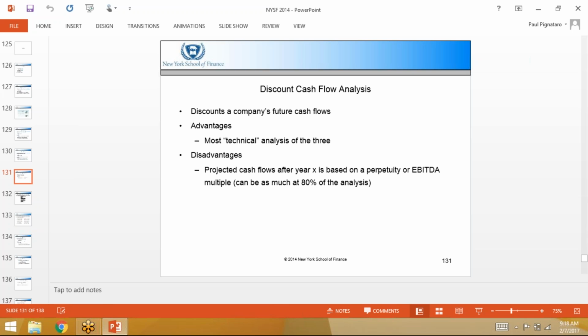And then to get to the value of the business from that last projected year up to infinity, to get a total value of the business, we need to apply what's called a terminal value. Terminal value is the value of the business from year 5 or year 7 to infinity.